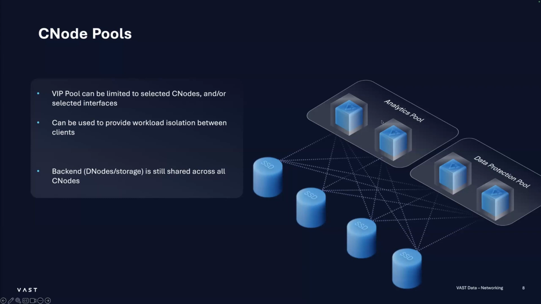However, regardless of how you do the segmenting on the front end with the CNode pools or the VIP pools, each one of the CNodes has access to the entirety of the backend storage. So it is very flexible. This not only comes into play with the VIP pools themselves, but it also comes into play with multi-tenancy as well.